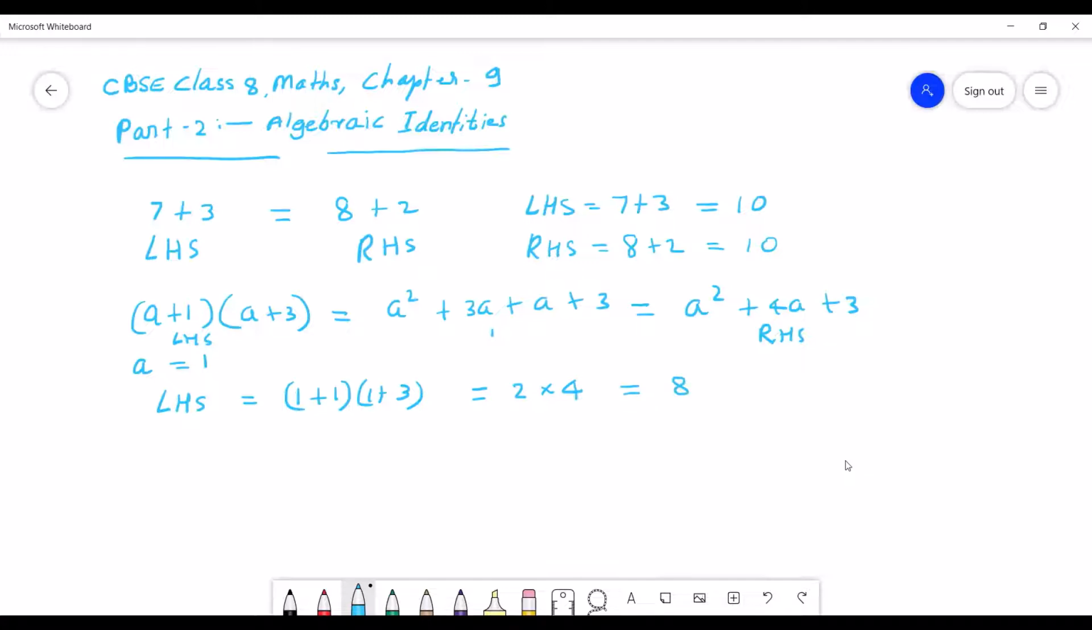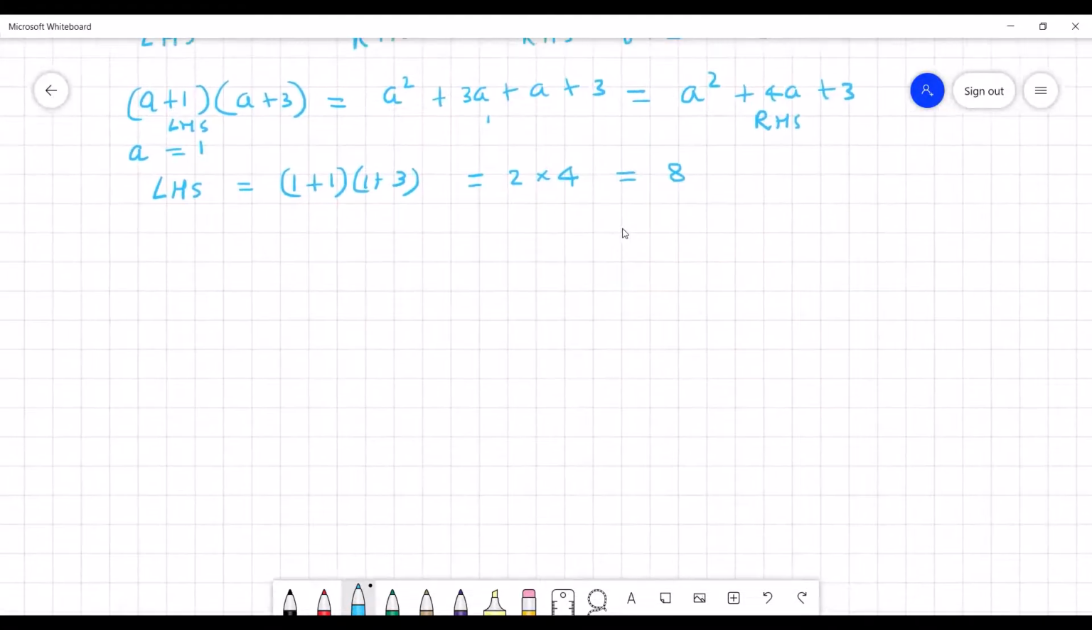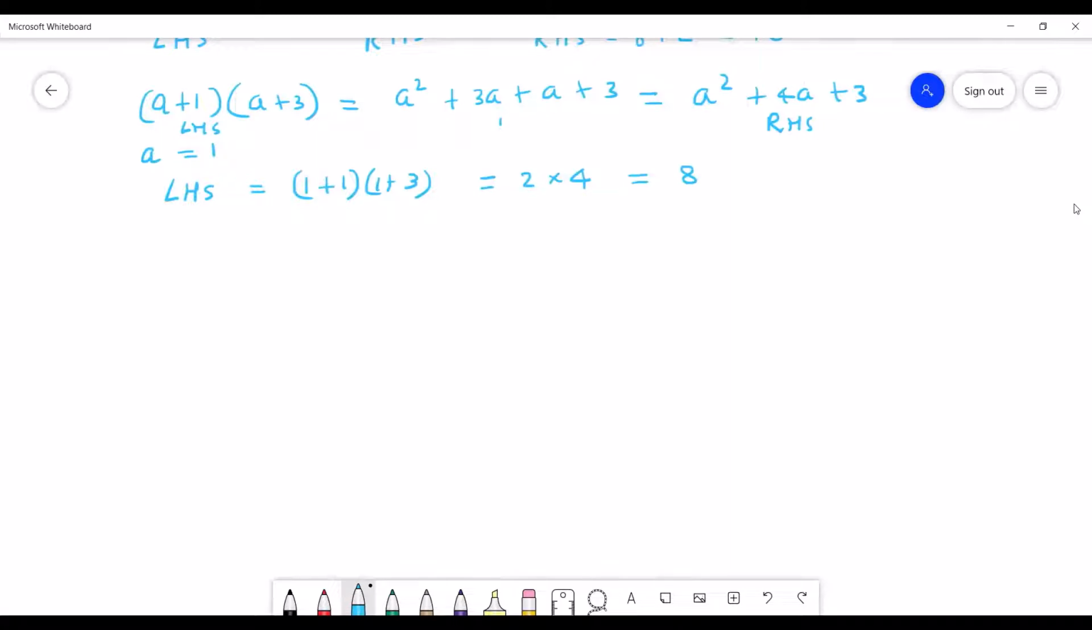Now let us see the right hand side value. There also, we have to give the same value, that is a is equal to 1. So when a is equal to 1, what will be the RHS? a square will become 1 square, then 4 into 1, plus 3. So I am getting 1 plus 4 plus 3, and then I am getting the answer as 8. So here it is proved that LHS is equal to RHS.